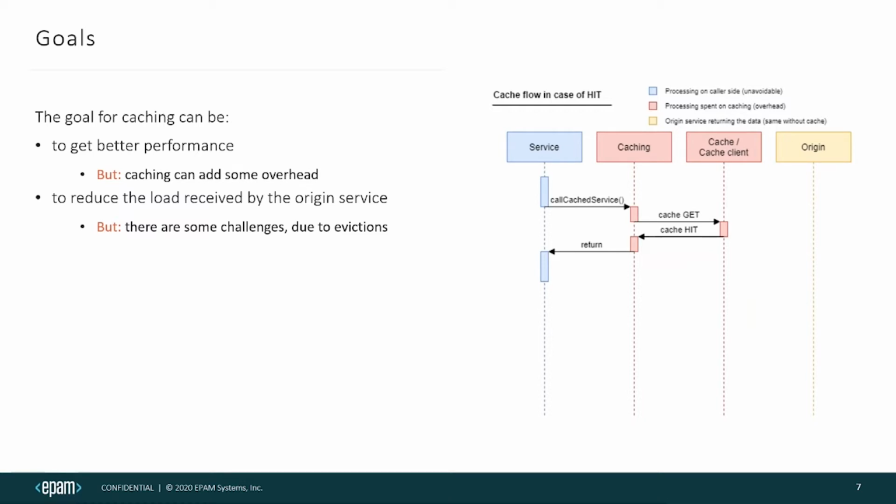Obviously, there are some challenges around this because evictions make everything tricky. So in case anything is missed, then a lack of an origin service would raise eyebrows, at least.